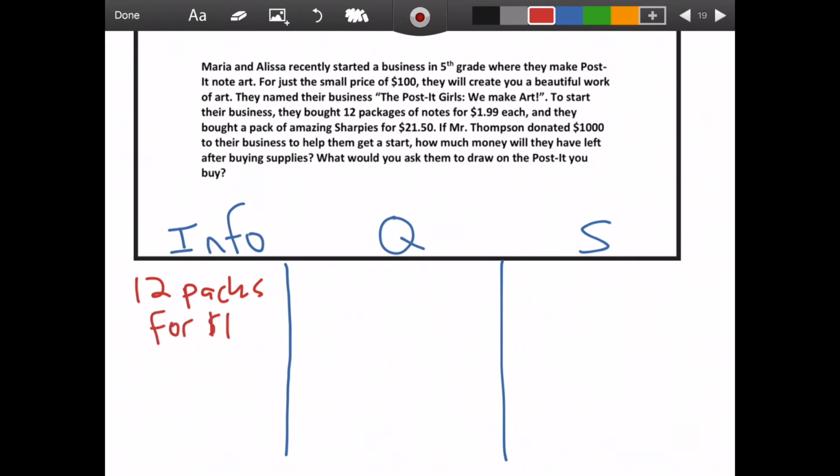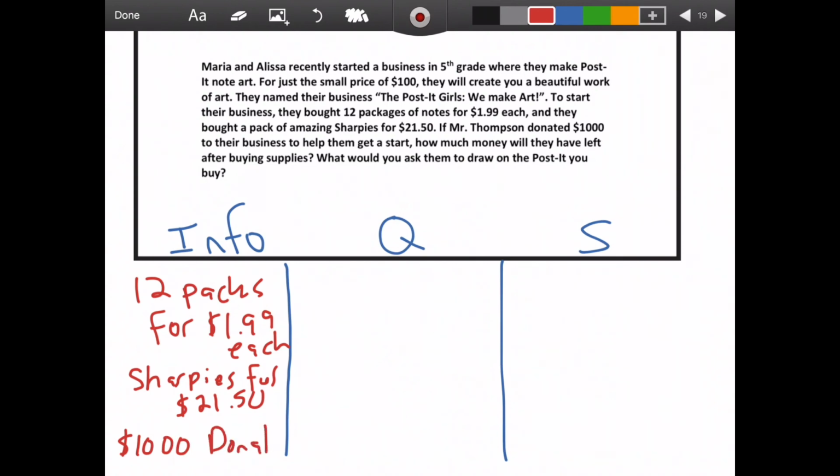for $1.99 each. They bought a pack of Sharpies for $21.50. Sharpies for $21.50. And I donated $1,000, so I'm just going to put $1,000 donation. And our question says, how much money will they have left?